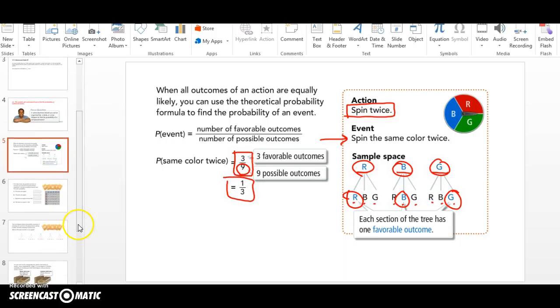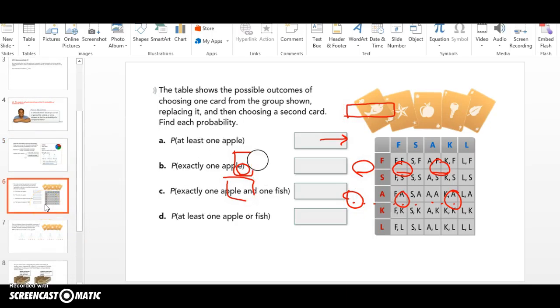All right, so this first one, they're going to be really nice to us, and they already did the table for us, which makes our life so much easier. The table shows the possible outcomes of drawing cards, but they're saying that they're replacing the card, and then you choose a second card. So this is an independent event. Replacing it and then putting it back.